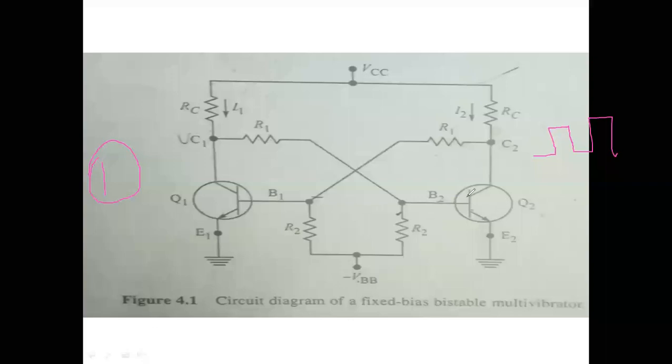At the time of starting, it is not a bistable multivibrator. The circuit is in the quasi-set state. Quasi-set state means we are not getting a stable output at the output terminal. Therefore, both transistors will be started somewhere, in any one region.